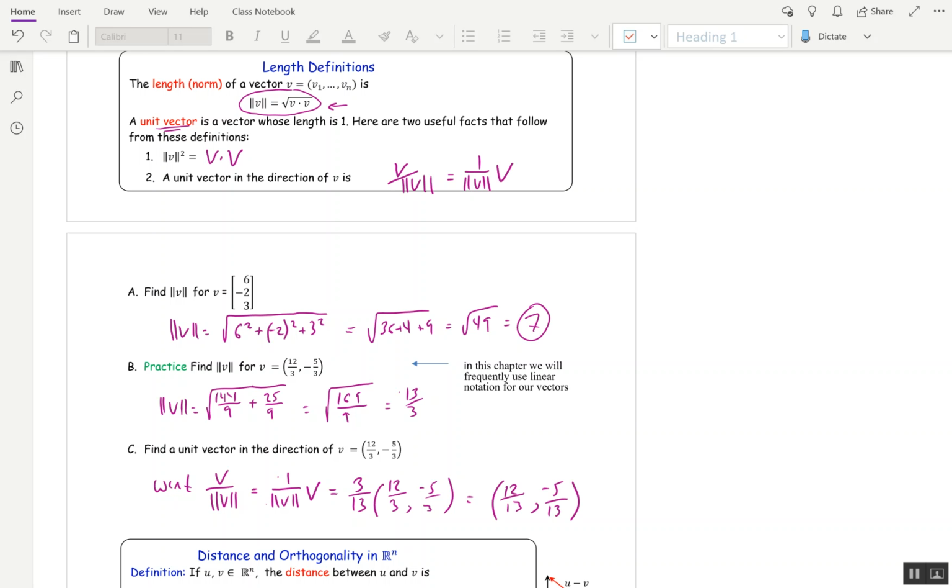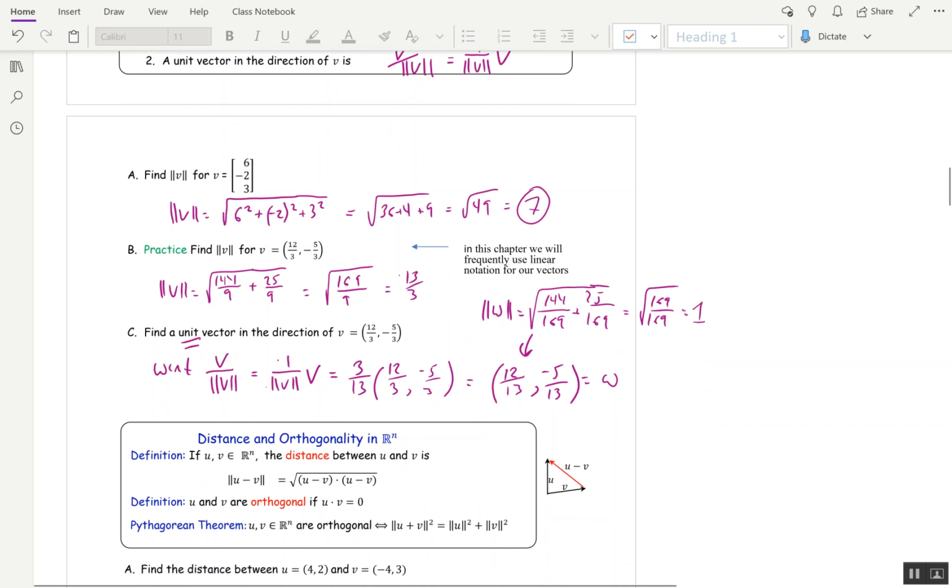And you can check that the length of this vector, let me call this vector w, the length of this vector is indeed 1. So it's supposed to be a unit vector, which means it has length 1, and so the length of w is the square root of 144 over 169 plus 25 over 169, which is the square root of 169 over 169, which is indeed 1.